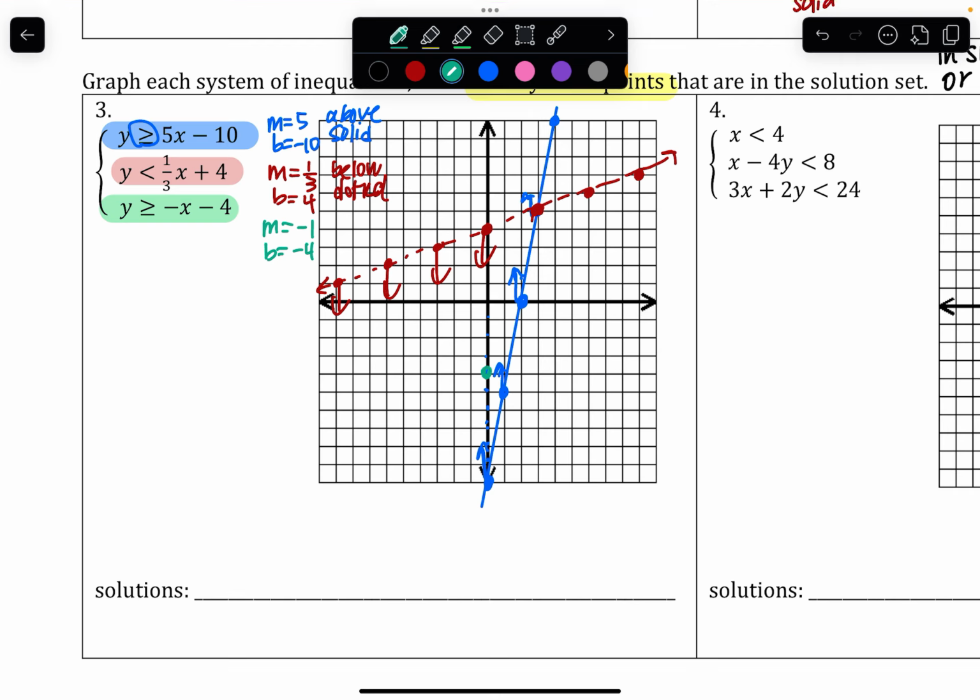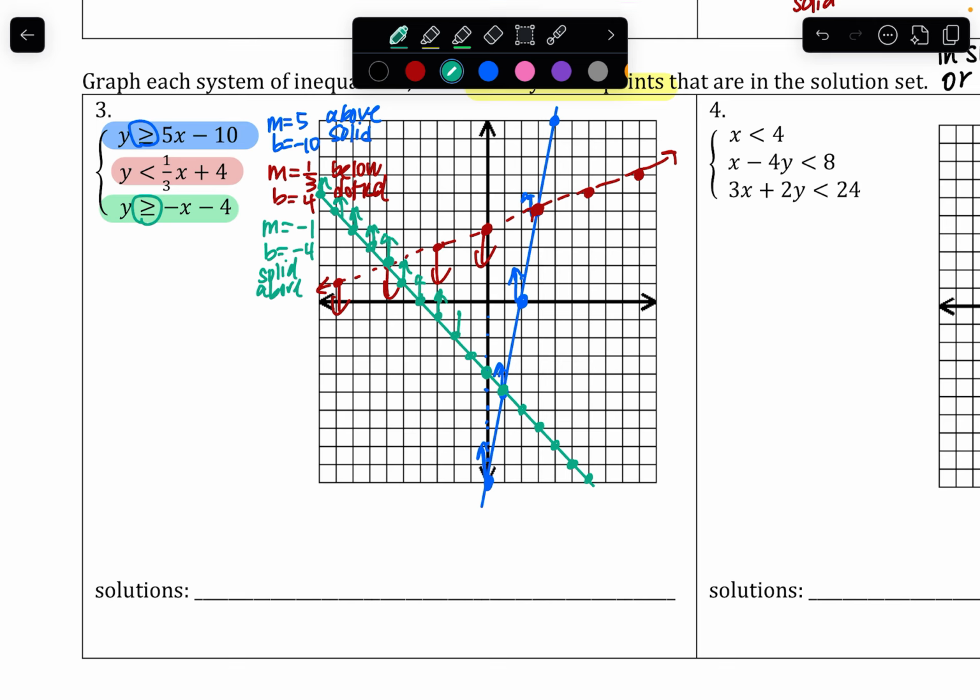So starting at -4, and then our slope is down 1, right 1, down 1, right 1. Make sure you have a negative slope for this. Okay, get every point so we can see what the intersections are. So here's another one. Okay, and then this one is solid and above. We have a greater than with the line. So we're going to draw a solid line, and then our arrows are pointing up.